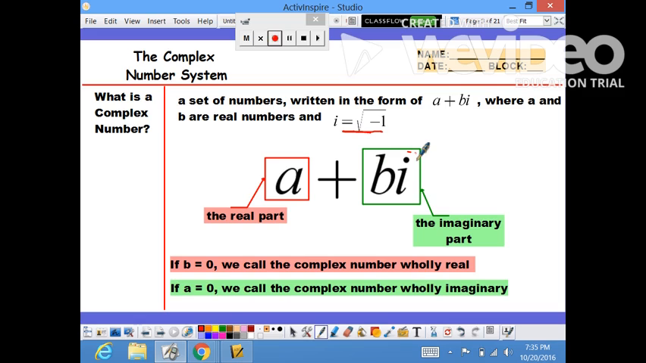What that means is if b equals 0, we call the complex number, the whole thing, wholly real. And that's only because 0 times i is going to give you 0, so you're just left with the real part. Conversely, if a equals 0, then we call this complex number wholly imaginary. That's because when a is 0, we're just left with bi here.